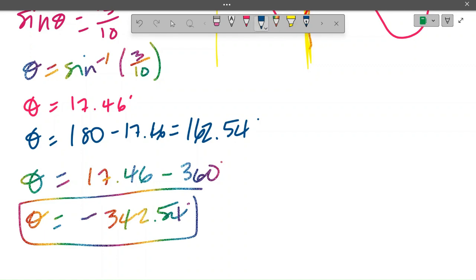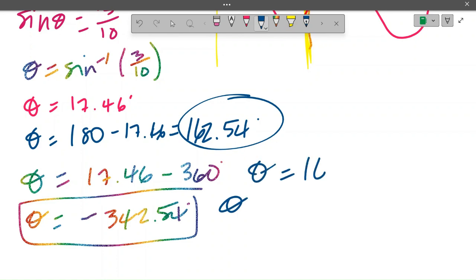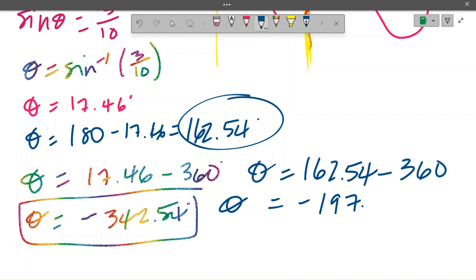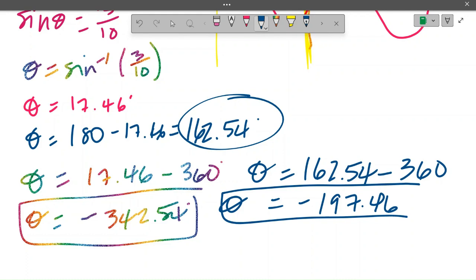I'm going to do the same thing with my other values. So theta equals 162.54 degrees less 360. I'm subtracting 360 degrees because I am trying to go 360 degrees in the other direction, so that's why I do that instead of the opposite order. So theta in this case equals negative 197.46 degrees.